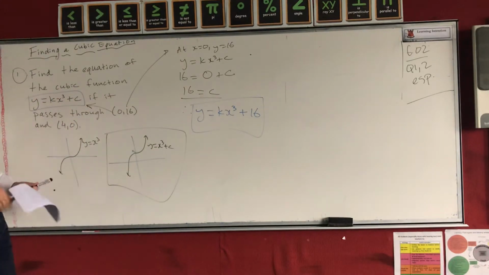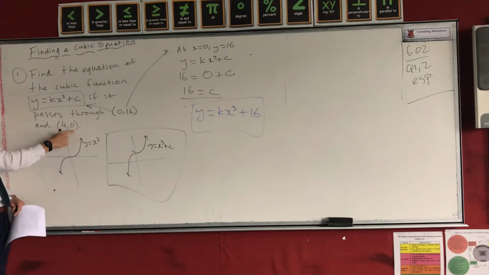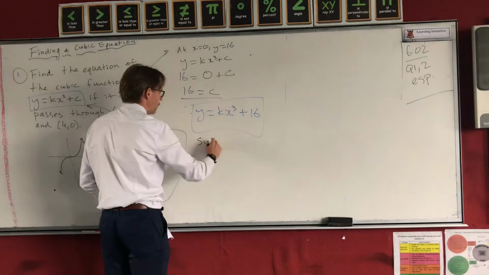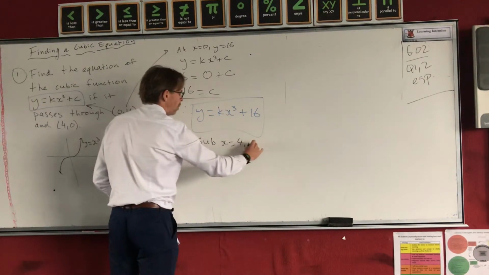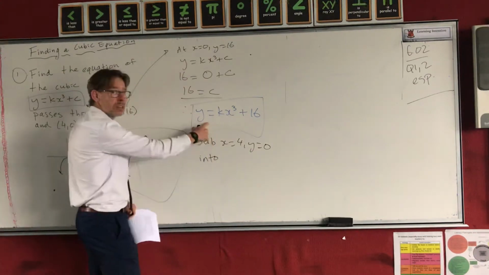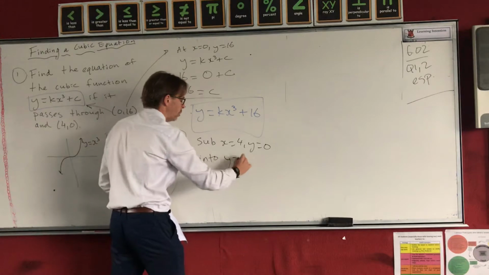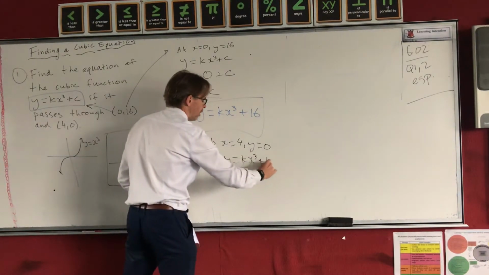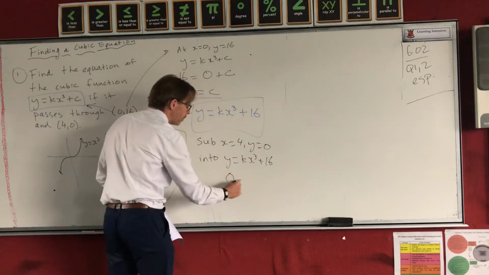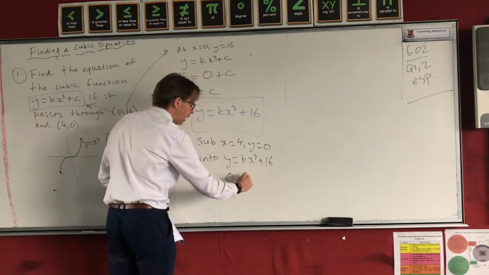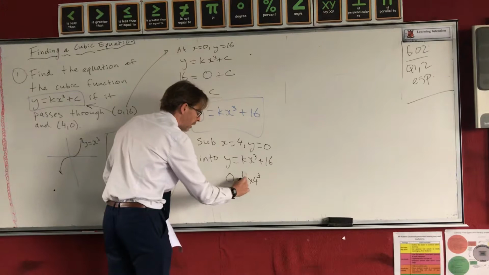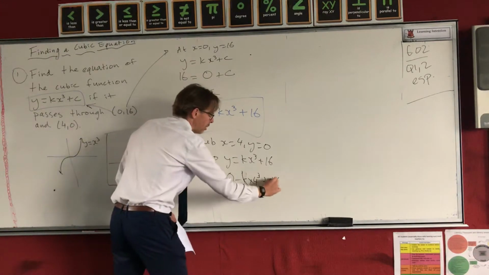Now, the next thing they tell you is that (4, 0) lies on the line. So when x is 4, y is 0. I'm going to sub x equals 4, y equals 0 into this equation, y equals kx cubed plus 16. That gives you 0 for the y, 4 for the x, so you're going to get k times 4 cubed, plus 16.